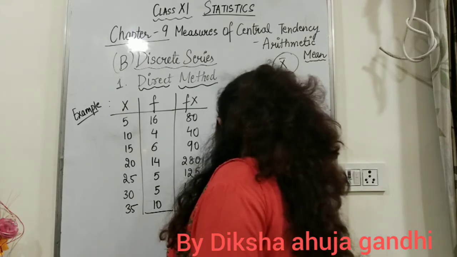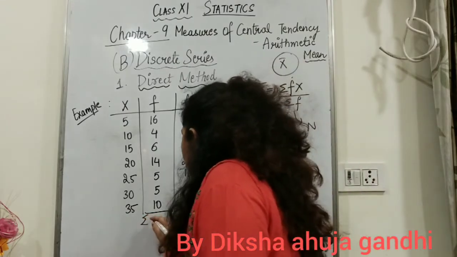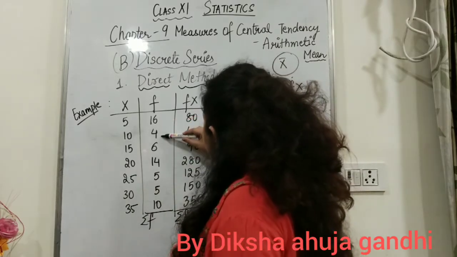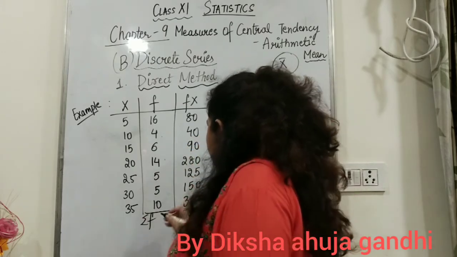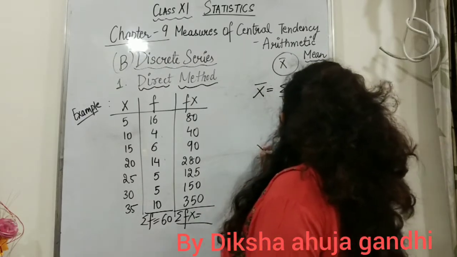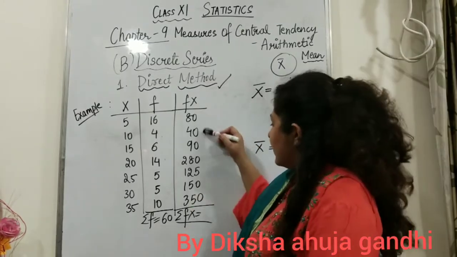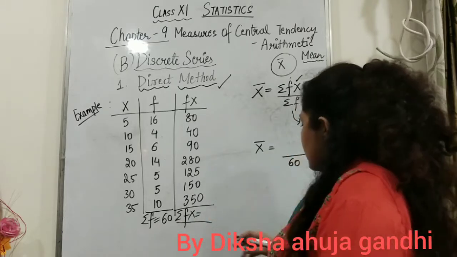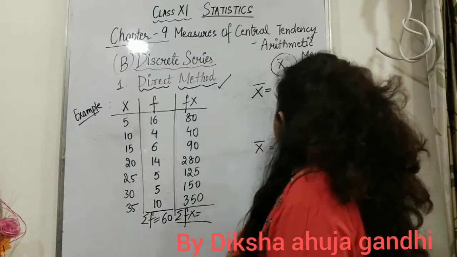So you need to do the total of this, and the total of summation F. Let's solve it. It will be 20, again 20, 40, 50, 60. So summation F we have got is 60. For X bar we need summation Fx. So adding all these values, firstly let's write summation F, that is 60. Then add up all the values here, which will give you summation Fx.